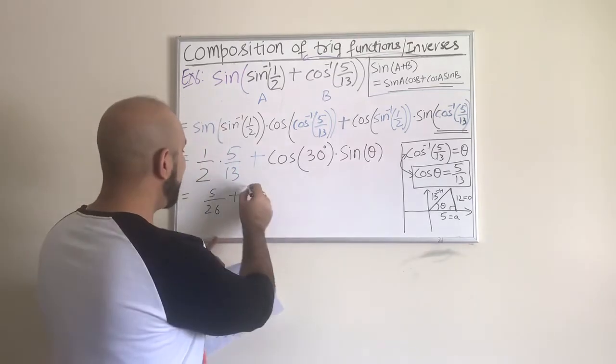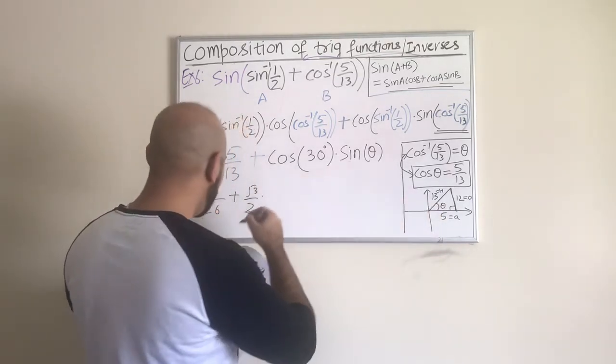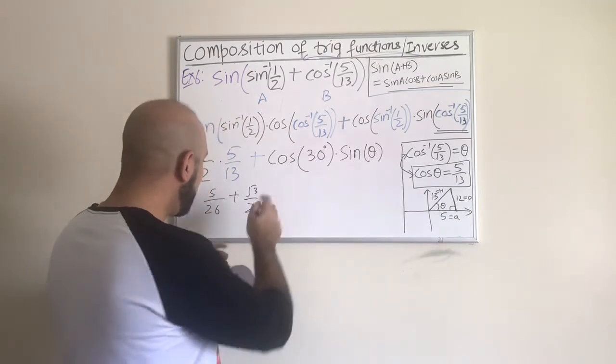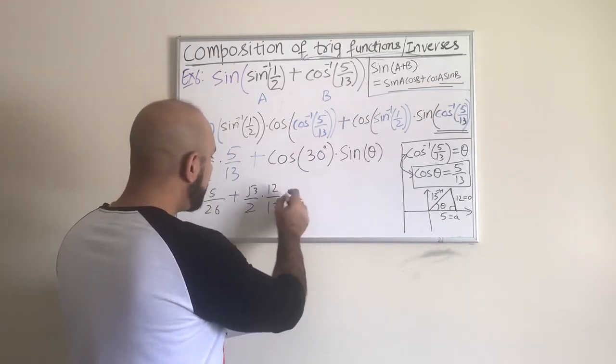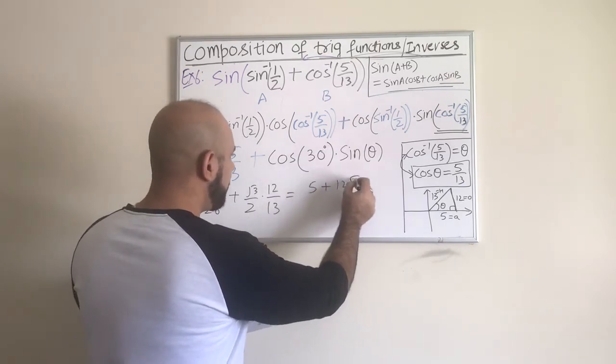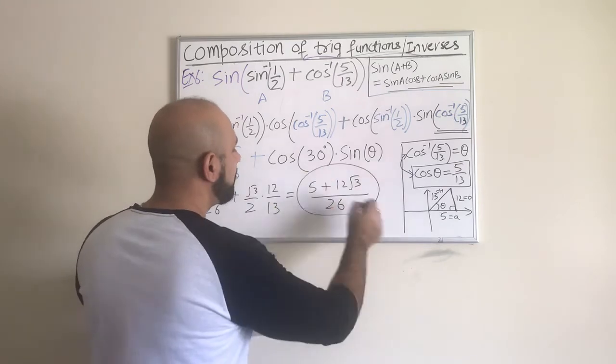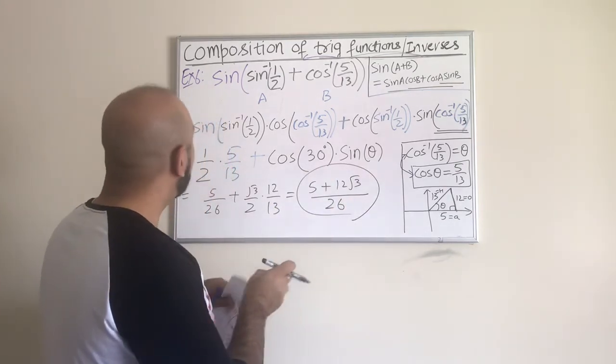Cosine of 30 is radical 3/2. Then sine of theta is 12/13. So I'm going to replace that by 12/13. Simplifying further a little bit, it's 5 plus 12 radical 3 over 13 times 2, which is 26. So I can just write that 26 once, and this is my final answer for this.